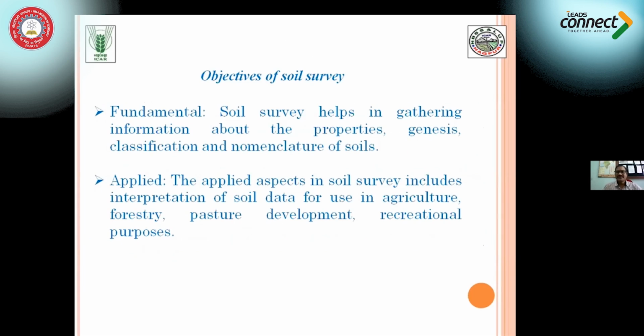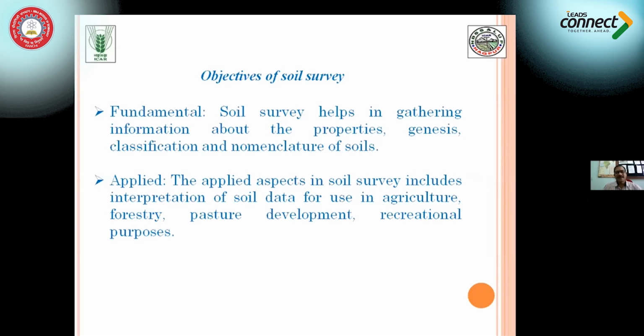Basically, soil surveys are taken with their own objectives. Soil surveys have two objectives. One is fundamental. In the case of fundamental objectives, it helps in gathering information about the properties, especially the genesis and classification of soils. So that is pedological work.